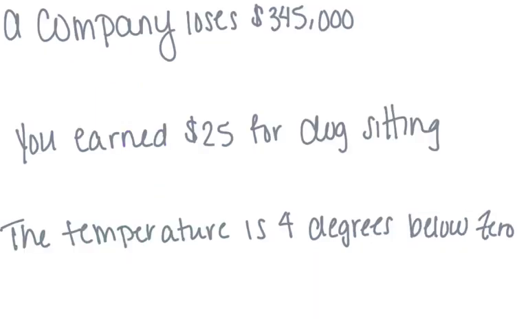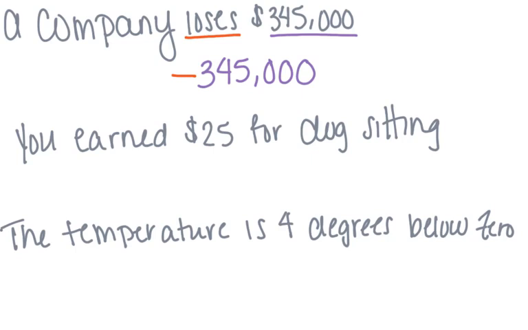Alright, let's go over a few final examples. On the screen, you see 3 different scenarios. We are going to decide what the integer is and if it is positive or negative. So scenario 1, a company loses $345,000. What is our integer? Our integer is 345,000. Now, is it going to be positive or negative? We need to look for a key word, and our keyword is loses. And if we are losing something, that means it is a negative number.